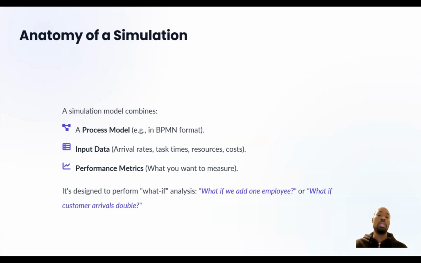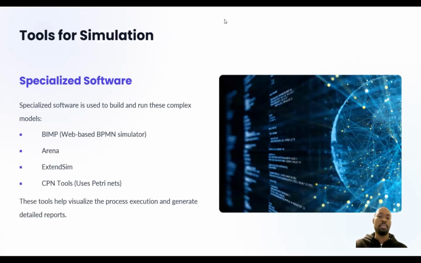A simulation typically includes a process model, which is usually in a BPMN format, business process model and notation. Also, input data, which includes the arrival rate, resource pools, and probabilities, and the performance metric, like what we want to measure, either the cycle time or cost. And once the model is built, we can perform what-if analysis. For example, what if we automate a step? What if we add an employee?